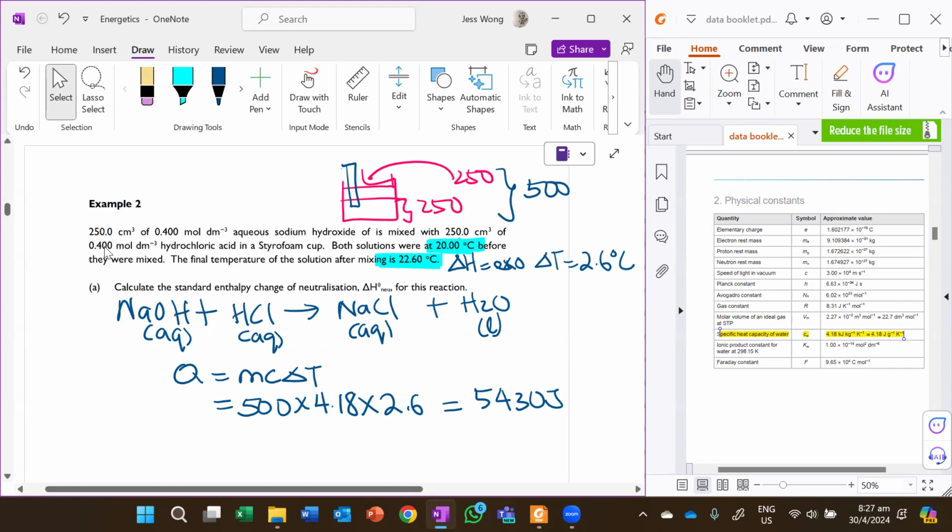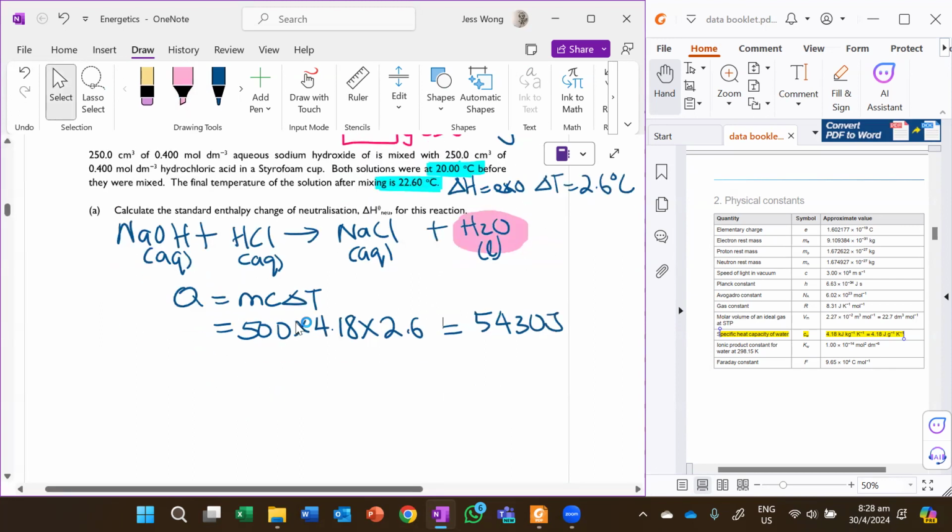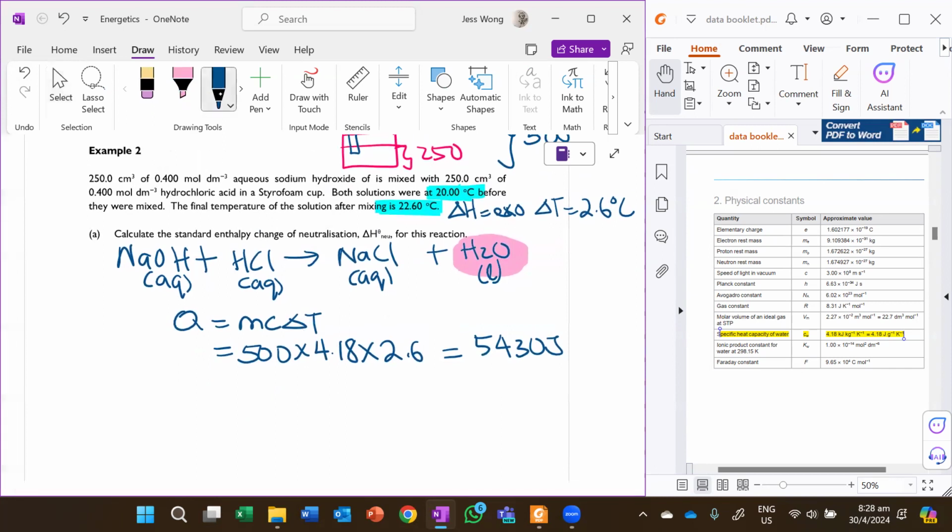Now, looking at the values here, 250 times 0.4 for the moles of NaOH, and 250 times 0.4 for HCl. So they are equimolar. Therefore, I can use either one of them to calculate the moles of water, because the mole ratio of water is the same as the mole ratio of NaOH and HCl. Neutralization is defined per mole of water. So first we find the number of moles of water, and that is 0.25 times 0.4.